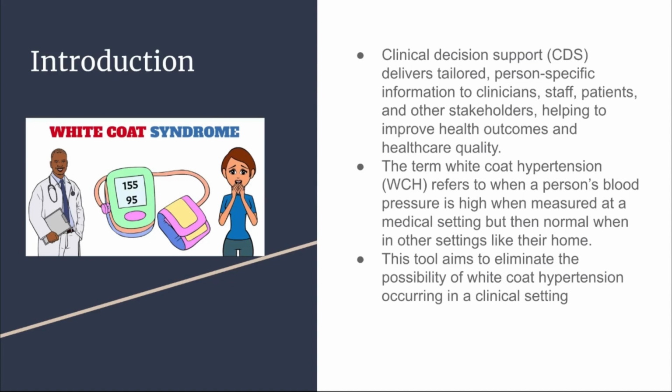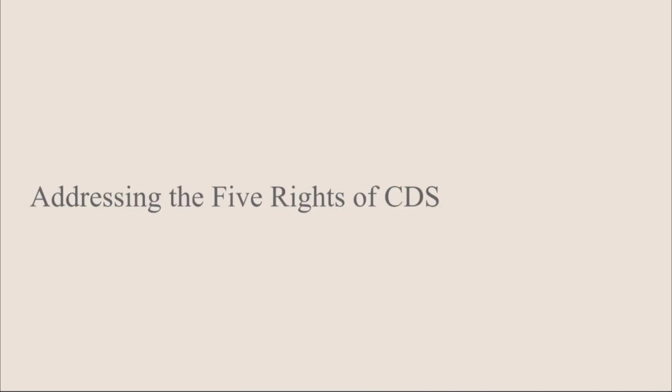For the problem to be addressed, white coat hypertension occurs when a person's blood pressure is taken and it's measured as higher than it really is because that person is under pressure, they're nervous that a doctor is in the room with them. When they take their blood pressure at home, it might be lower because they don't have that pressure. So this tool will aim to eliminate the possibility of white coat hypertension occurring in a clinical setting.